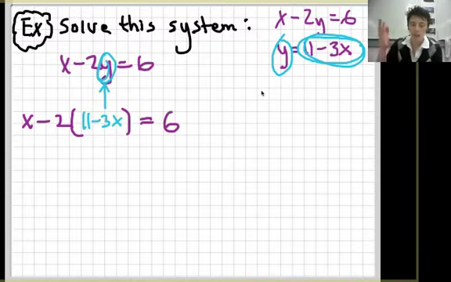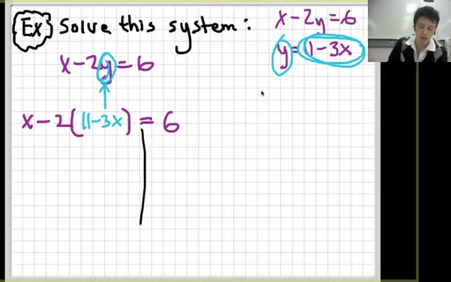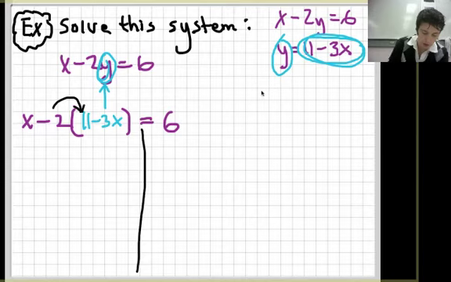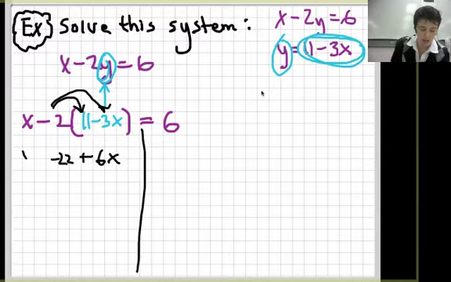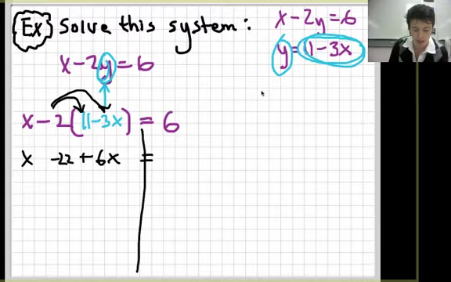And now I can throw a line down the middle and do all my solving for x steps that we already know how to do. And you know that the negative 2 is going to distribute in. Negative 2 times 11 is negative 22. Negative 2 times a minus 3x becomes a positive 6x. And there's this x out in front. So x minus 22 plus 6x equals 6.